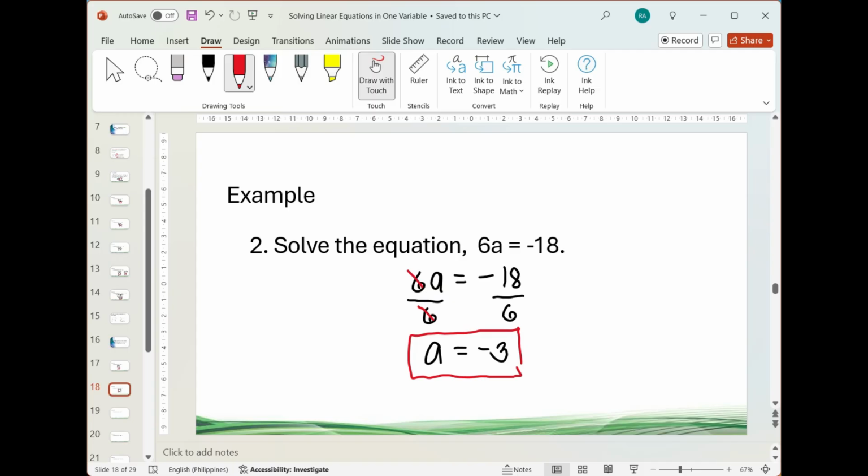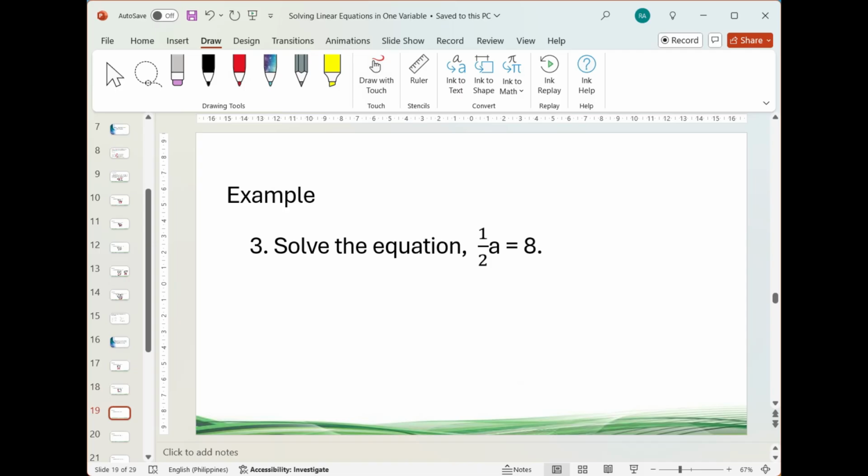Pero paano naman pag fraction yung numerical coefficient? So let's have the third example. So let us solve the equation. We have 1/2 a is equal to 8. So, paano natin masosolve si a? Okay, so dito ang coefficient ni a ay 1/2. Pagka fraction, instead na DPE, mas madaling gamitin ang multiplication property or MPE para ma-solve.